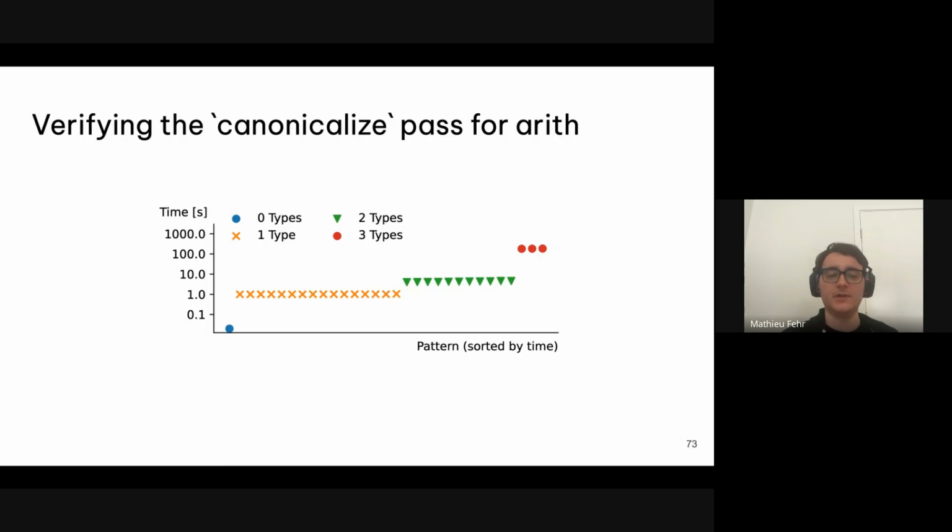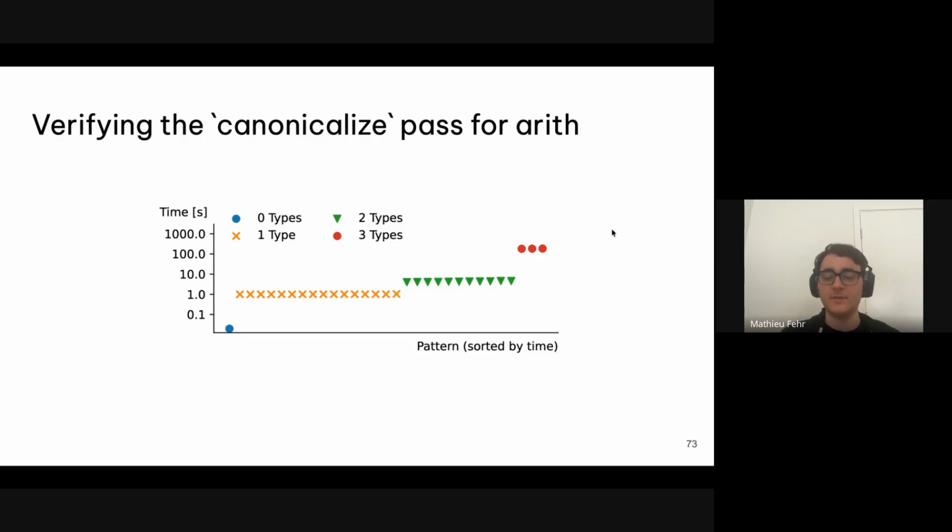And here, we checked up to 32-bit or 64-bit integers, I forgot, that essentially all these rewrites are correct. It took a bit of time for some of the rewrites. I think it was like 200 seconds to prove that some rewrites are correct, because they match on 3 different types, and you need to enumerate all of them to 32 bits. So you essentially have to enumerate 32 to the power of 3 rewrites. And once this has been verified, that means that these rewrites are always correct.